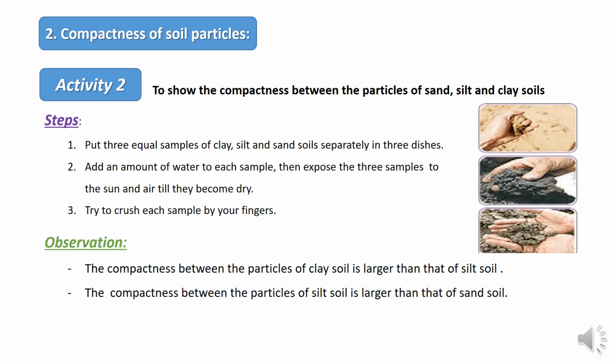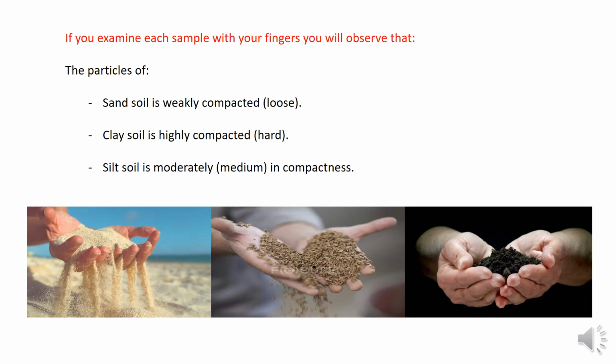Observation. The compactness between the particles of clay soil is larger than that of silt soil. The compactness between the particles of silt soil is larger than that of sand soil. If you examine each sample with your fingers, you will observe that the particles of sand soil are weakly compacted or loose. The clay soil is highly compacted or hard. The silt soil is moderately or medium in compactness.